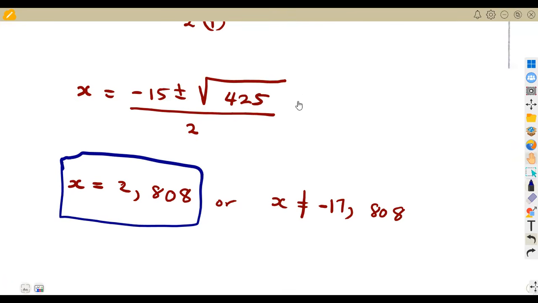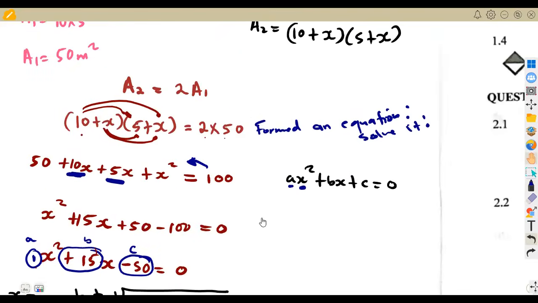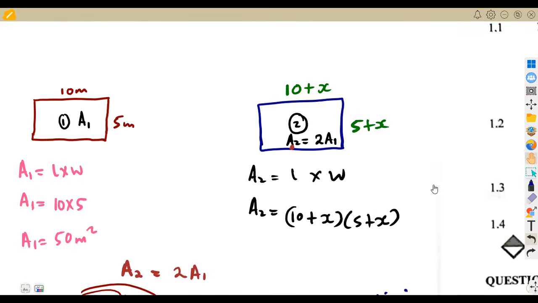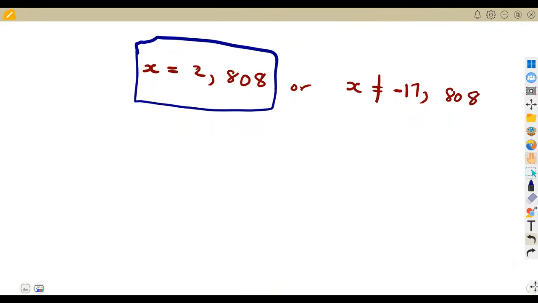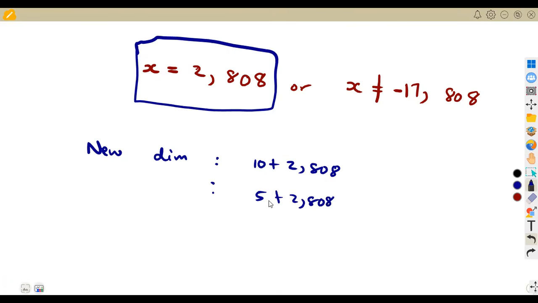For the new dimensions, we have to go back to the rectangle and replace back our X. The new dimensions are supposed to be 10 plus X and 5 plus X. On each dimension, we're just going to add X. So the first one is 10 plus 2,808, and the second one is 5 plus 2,808, because it was 5 plus X. This one is going to give us 12,808, and this one is going to give us 7,808.